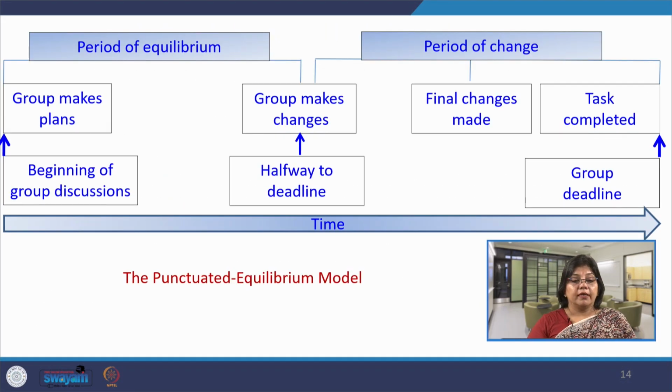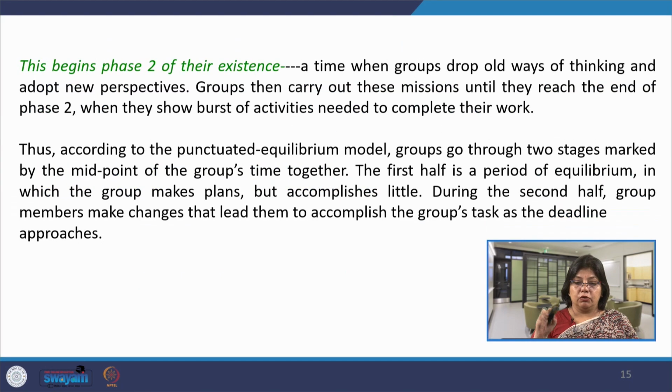This is how that period of equilibrium, that is the first stage where the group has a plan, lasts till the midpoint when they will make the change. So, there is the beginning of the group discussion and the halfway point to the deadline. Now, as soon as the midlife crisis has been experienced, the plan will be changed, functions will change, responsibilities will change, allocation of resources will also change, and there will be another phase that will continue, and that phase will lead to the existence of the group.